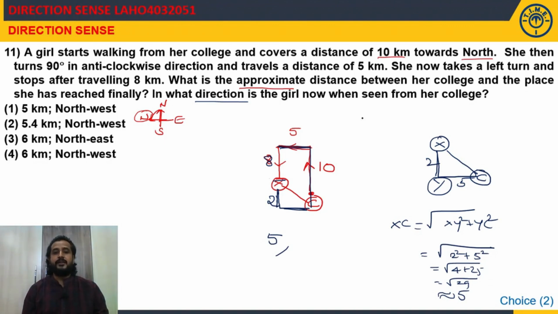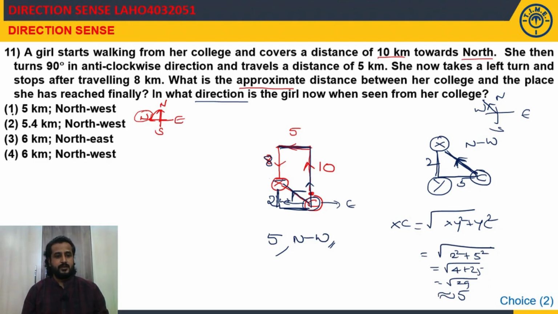So we are able to identify the distance, 5. But we should also identify the direction. In what direction is the girl now when seen from her college? From her college, if we see, this is the direction we need to identify. From college, right hand side is east, left hand side is west, upwards is north. Look at this slant line towards left. Going towards which direction? Northwest. So what will be my answer? 5 kilometers northwest.